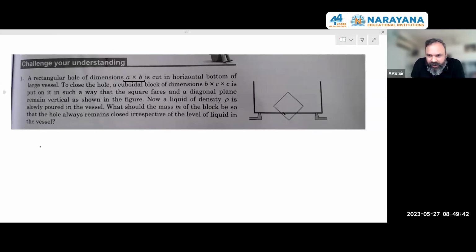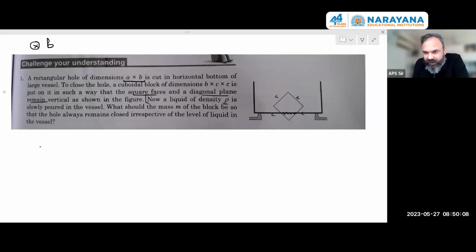Close the hole. So somewhere here I have the hole, right? To close the hole, a cuboidal block. So remember, like depth dimension. So in this problem, in the cross direction, everything is b, right? And these edge lengths are c. So like these are c, fine. They are put on it in such a way that the square faces and the diagonal plane remain vertical as shown in the figure. Now a liquid of density rho.